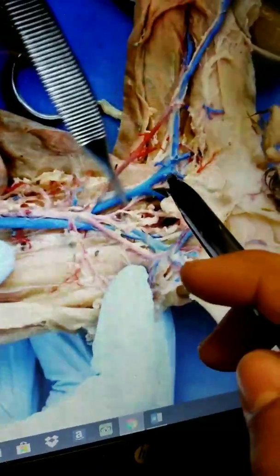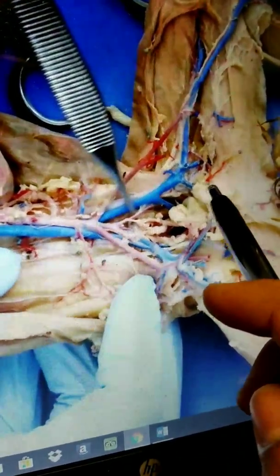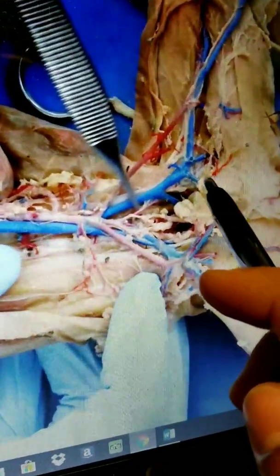As the external iliac vein enters the thigh, it receives the deep femoral vein, which drains the thigh and external genitalia.